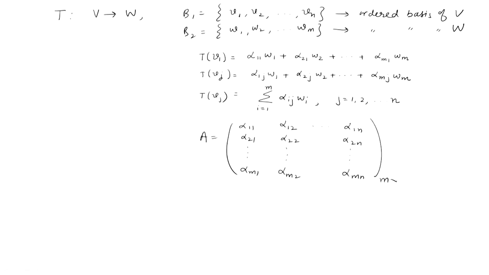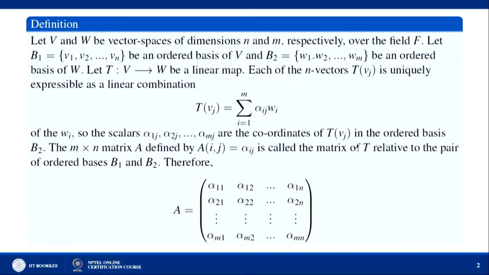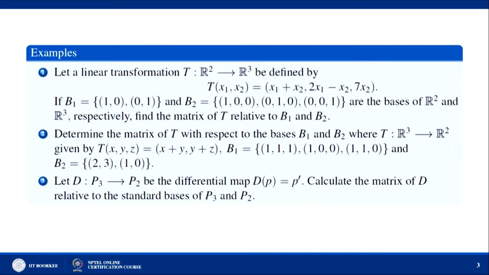So, this m cross n matrix corresponding to this linear transformation with respect to the bases B1 and B2 is the matrix associated with T with respect to the ordered bases B1 and B2. This is the same A which we have discussed, and it is called the matrix of T relative to the pair of ordered bases B1 and B2. Now, to understand this, let us discuss a few examples or problems based on this.